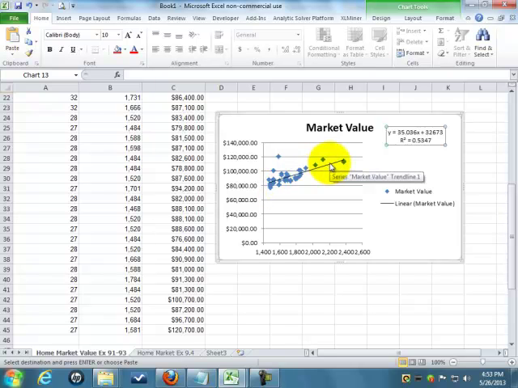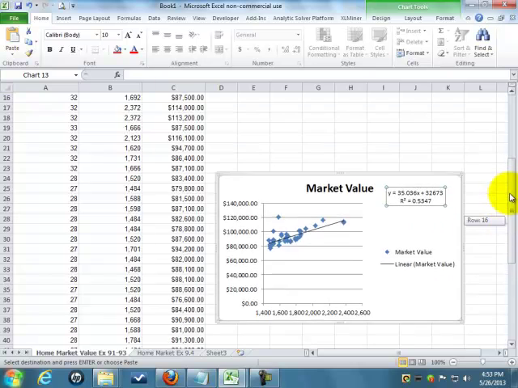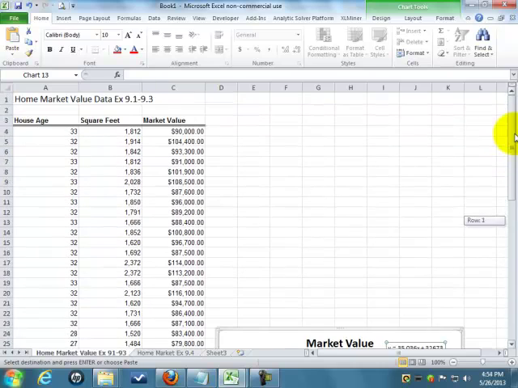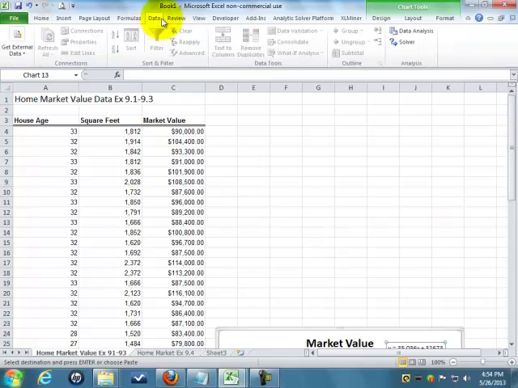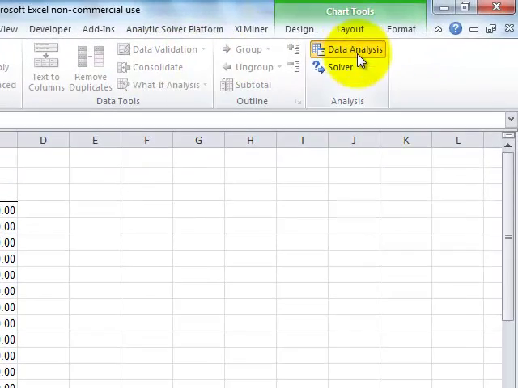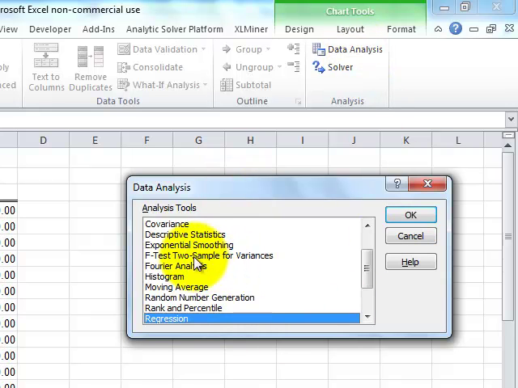However, we might want to know a whole lot more, and Excel gives us those tools too. Another tool that gives us a lot more, if we may want to dig in a little deeper, is to go to data analysis. Remember, we used this when we were doing descriptive statistics. Now we're going to hit on the regression.